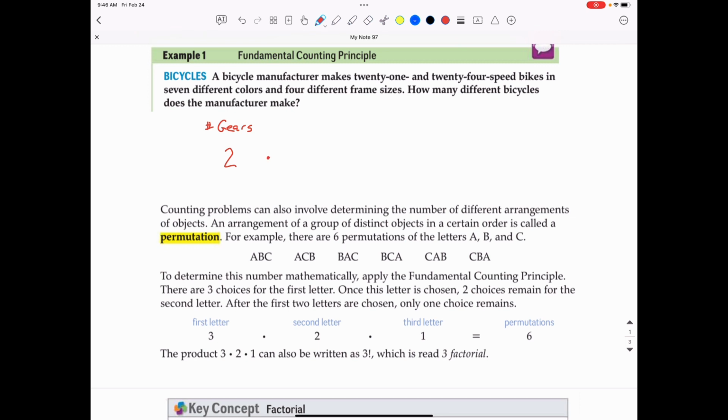You would take that times the next category, which is the number of colors. There are 7 different colors. And then you would take that times the frame sizes, and there are 4 different frame sizes. So you would take 2 times 7 times 4, which means this manufacturer makes 56 distinct different types of bicycles.